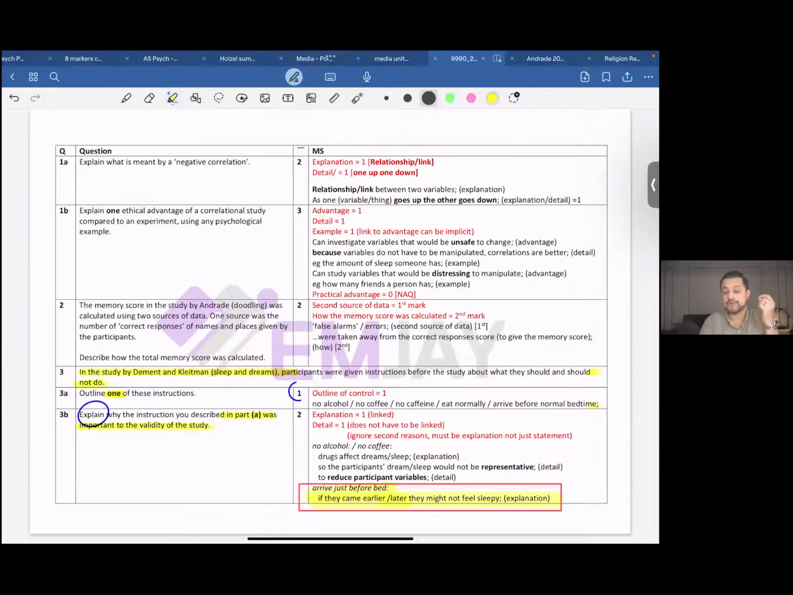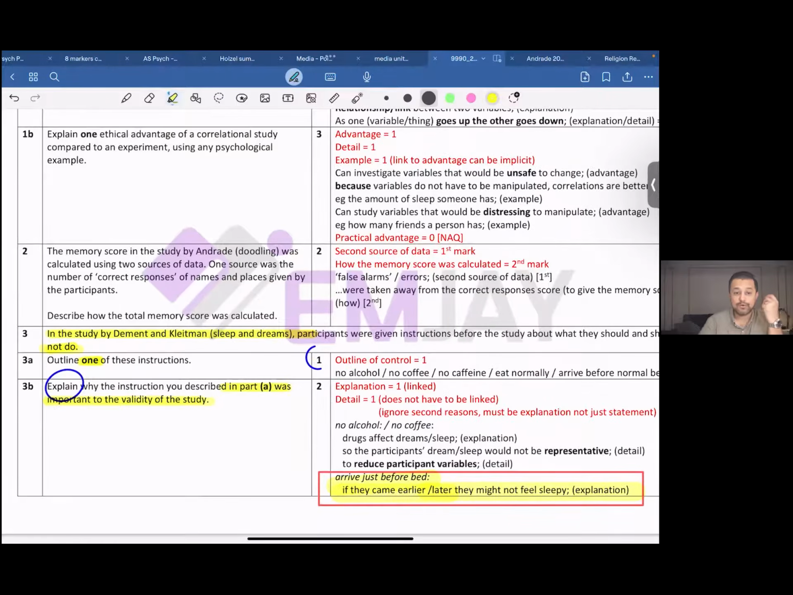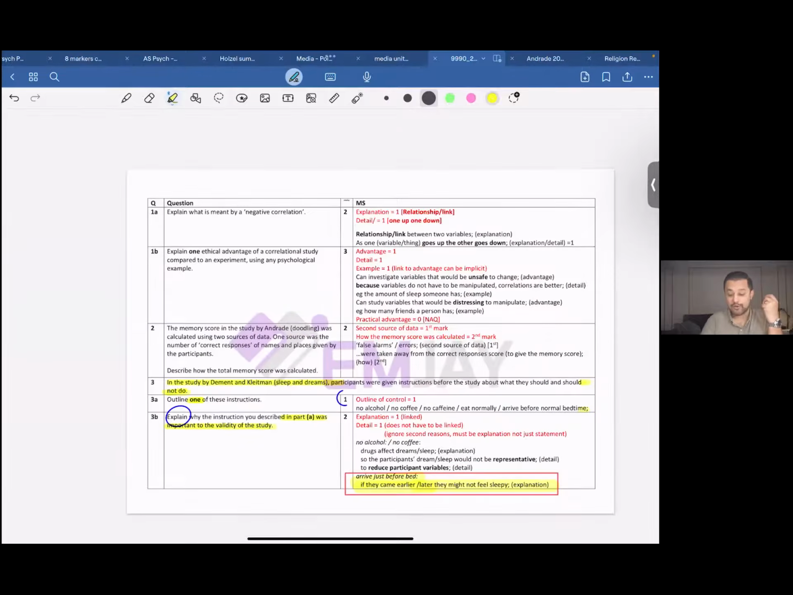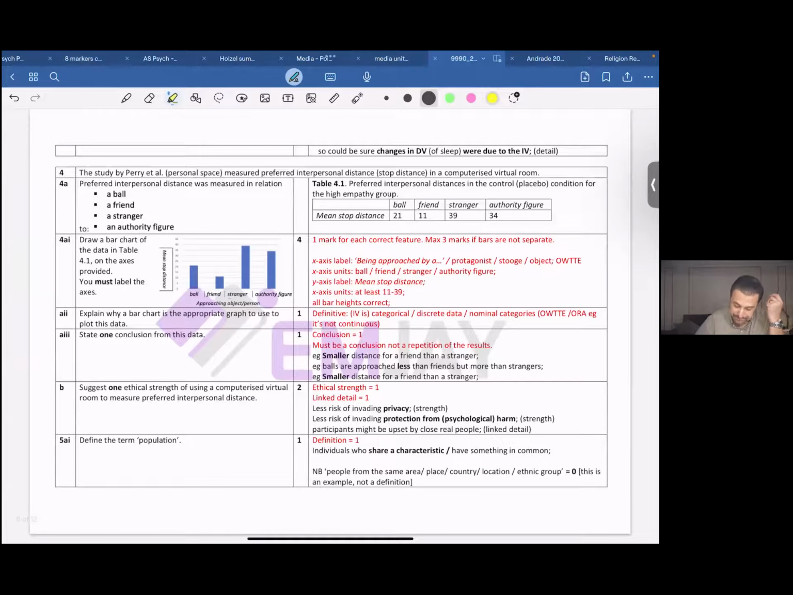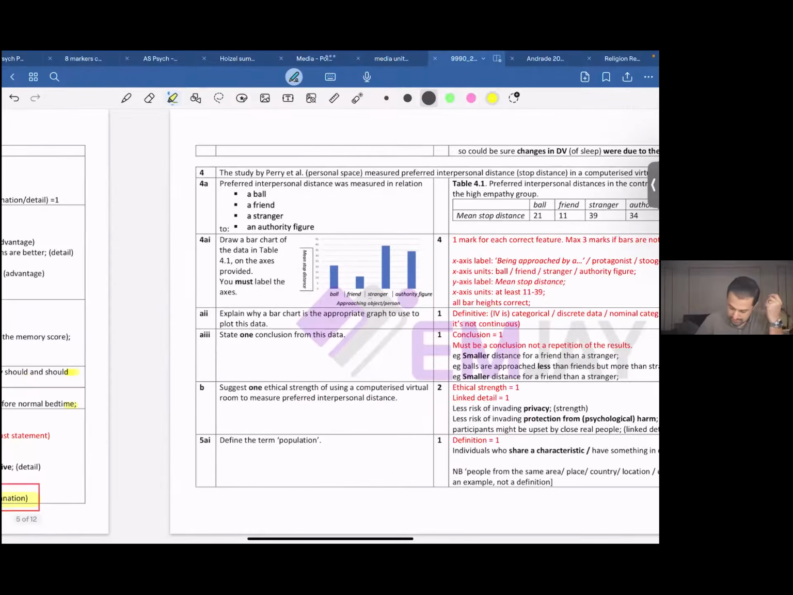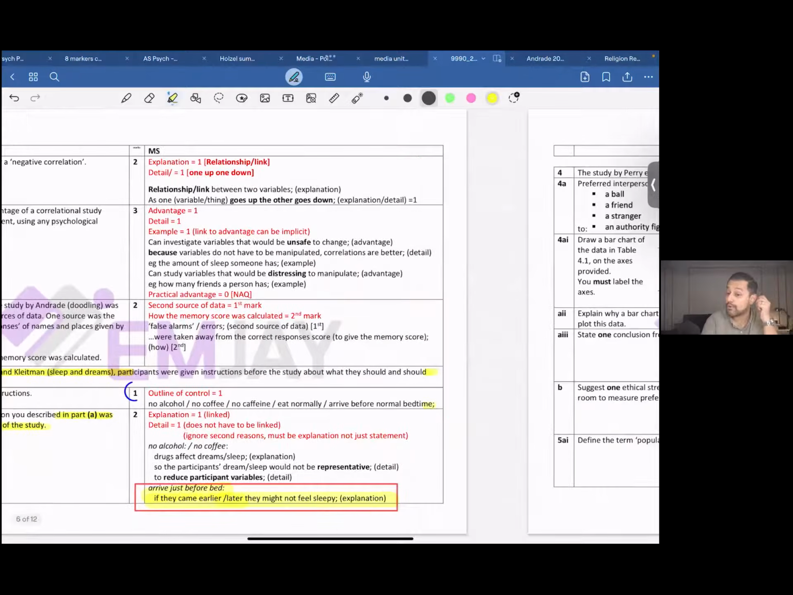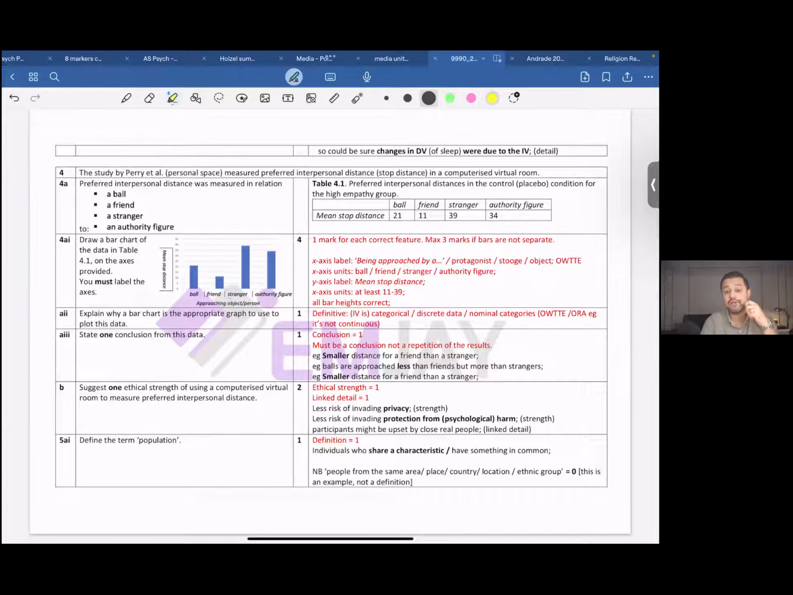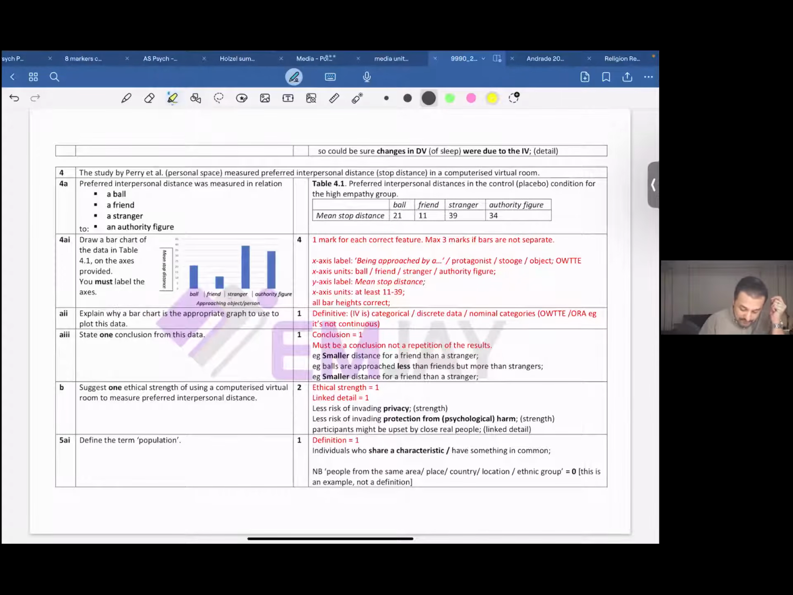Now taking this to the next page, we just spoke about question number 1, question number 2, and question number 3. Let's move on to question number 4. Question number 4 over here reads, the study by Perry et al. Personal space measured preferred interpersonal distance, that is stop distance in a computerized virtual room.